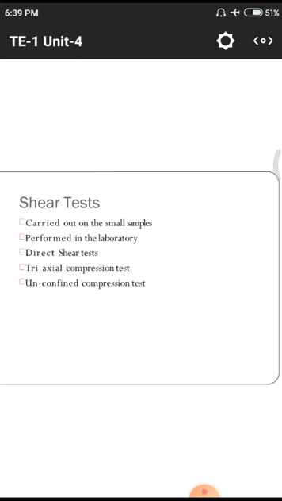For black cotton soil, sandy soil, or any other granular soil, we need to conduct these shear tests. First of all, we take some small samples from the soil or ground. In the place where we have to construct a particular project, we take a small amount of matter from that land, and it is tested in laboratories only. The three tests are the direct shear test, the triaxial compression test, and the unconfined compression test.